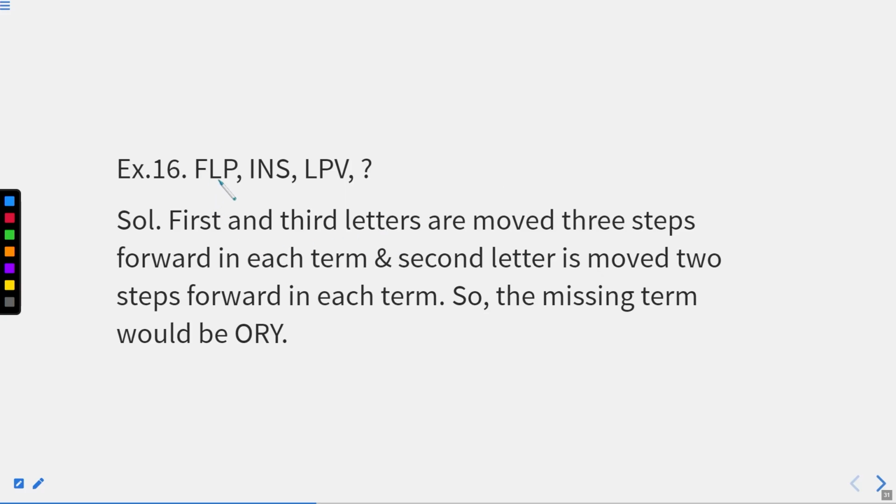The first is FLP, INS, WINS, LPV, which is followed by a missing value. You are supposed to find that. So here we know that the first and the third letter are moved 3 steps forward.